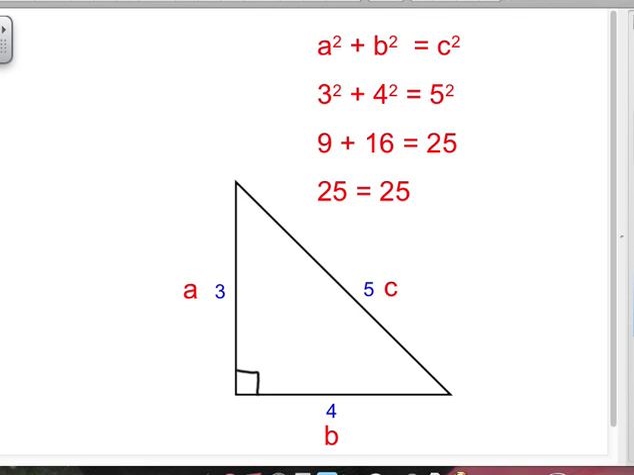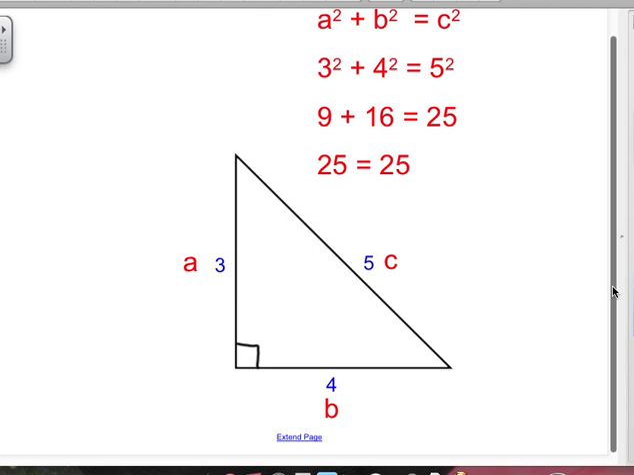And I wrote the formula up there, a squared plus b squared equals c squared. I've labeled the a, b, and c sides of the triangle, the two legs and the hypotenuse. A has a measurement of 3 units, and B is 4 units, and C is 5 units. So if I plug these numbers in to the A and the B and the C positions, and I do the math, it should work.